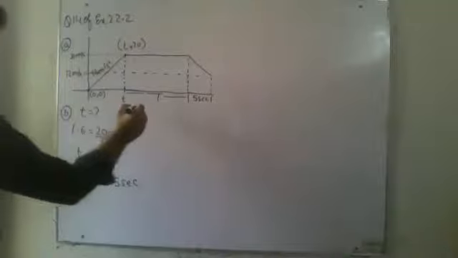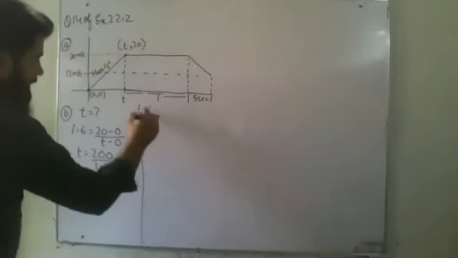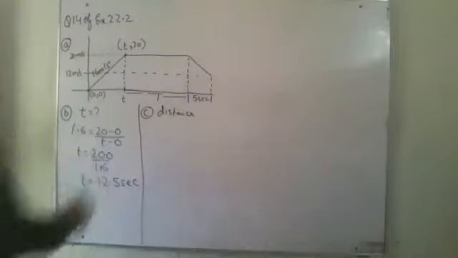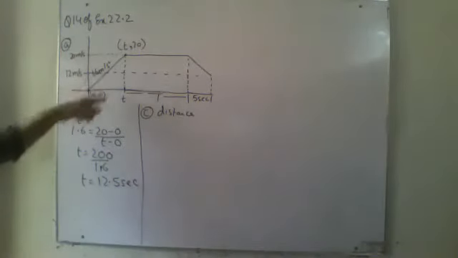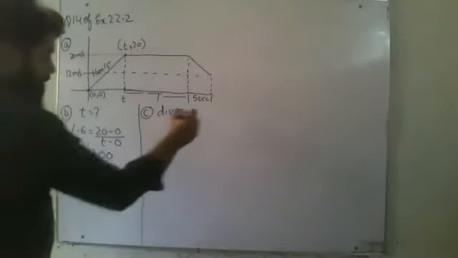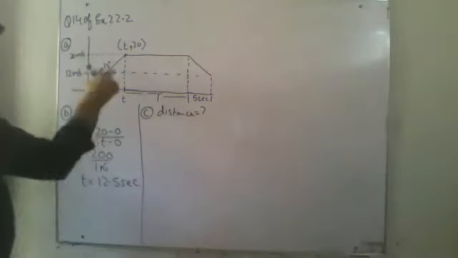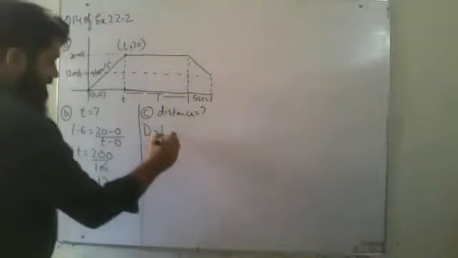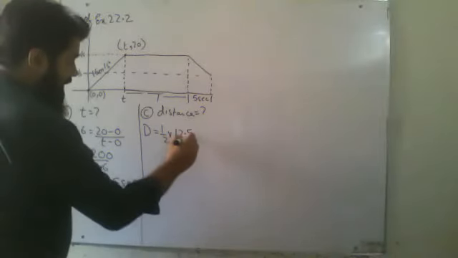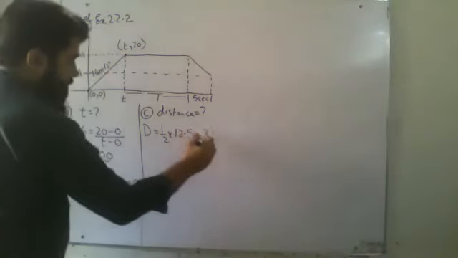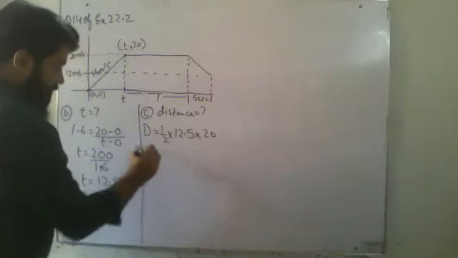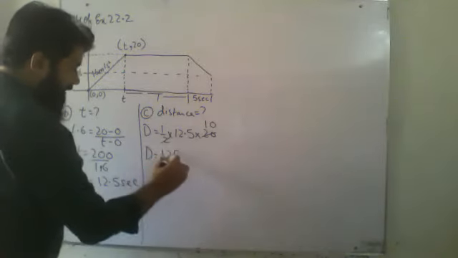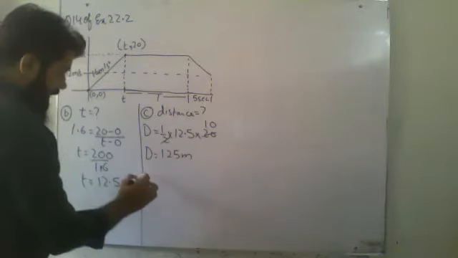In the next part I have to find the distance while accelerating. So I have to find this distance. Distance will be equal to half into base, which is 12.5, into height, which is given as 20. So d equals, and I will simplify it, this and this will be cancelled. So 125 meter will be your final answer.